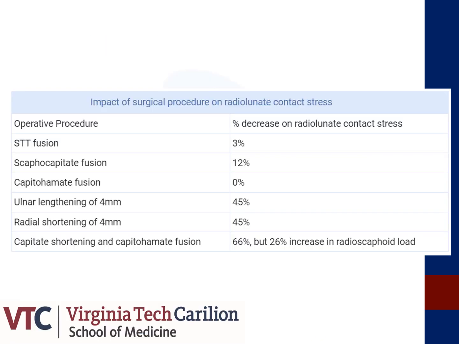I thought this table was interesting for its depiction of the percent decrease on the radiolunate contact stress associated with the different treatment modalities available for Kienbock's disease, ranging from 0% to 66%.